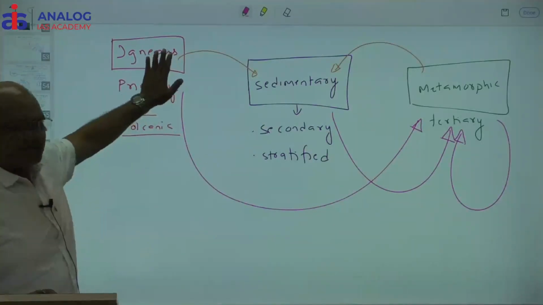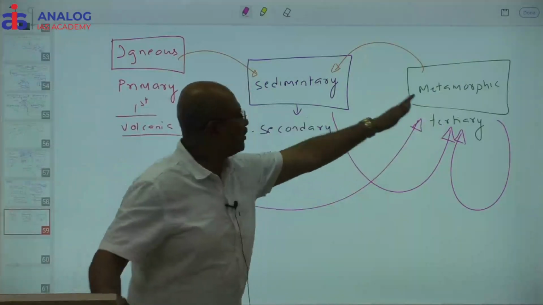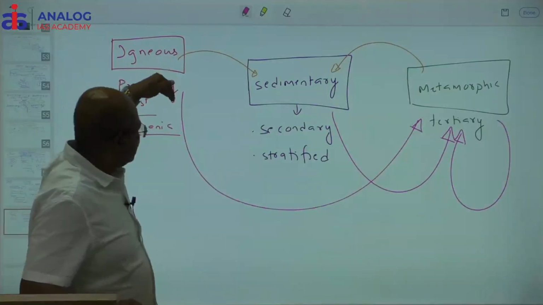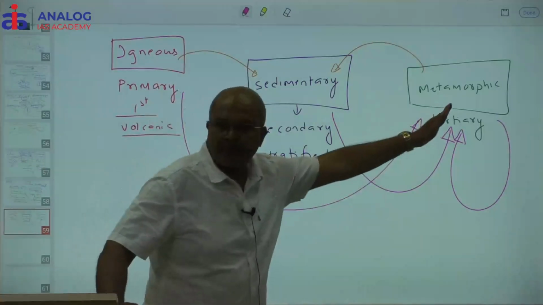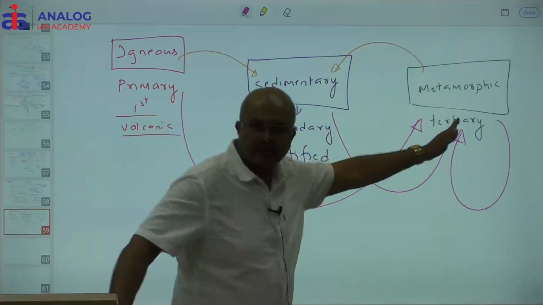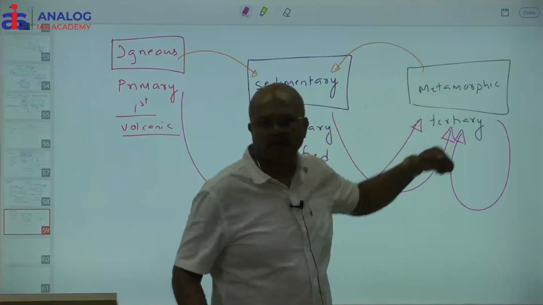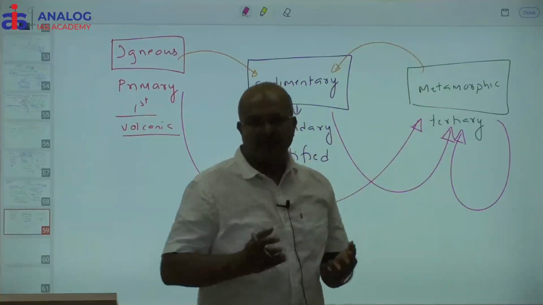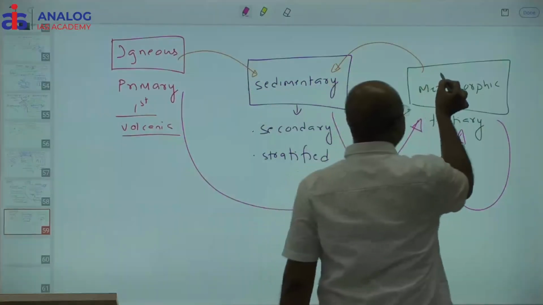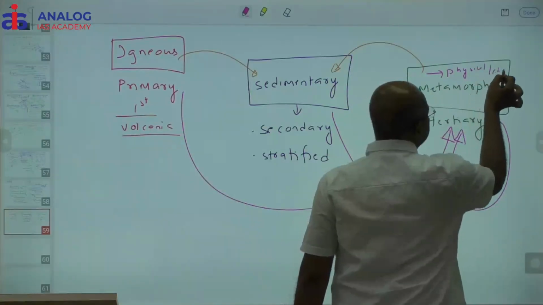Original rock, igneous rock, can create sedimentary rock. Broken metamorphic rock can also create sedimentary rock. Now this igneous rock can undergo change and become metamorphic rock. Sedimentary rock can undergo change and become metamorphic rock. Existing metamorphic rock can also undergo change and become metamorphic. Morphic means change, a change in their physical and chemical properties. So when we say metamorphic, they change their physical properties or chemical properties or both.